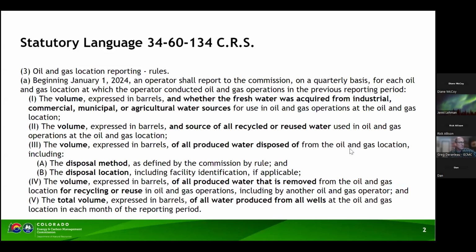So just to review the statutory language, which is now in 34-60-134, section 3. Basically, starting in January of 2024, operators will be required to report the volume of fresh water and whether the fresh water was acquired from industrial, commercial, municipal, or agricultural water sources, the volume of all recycled or reused produced water used at an oil and gas location, the volume of all produced water disposed from an oil and gas location, including the disposal method and disposal location, and the volume of all produced water that is removed from the location for recycling and reuse, as well as the total produced water volumes from all those wells at the location.